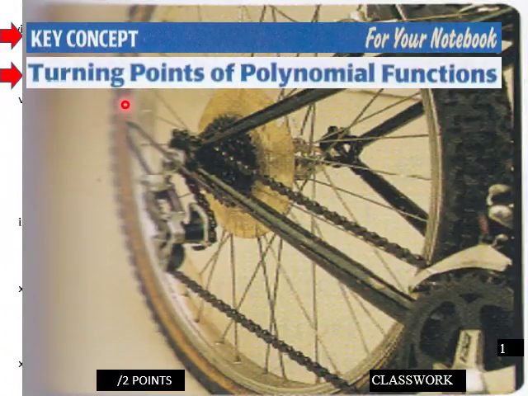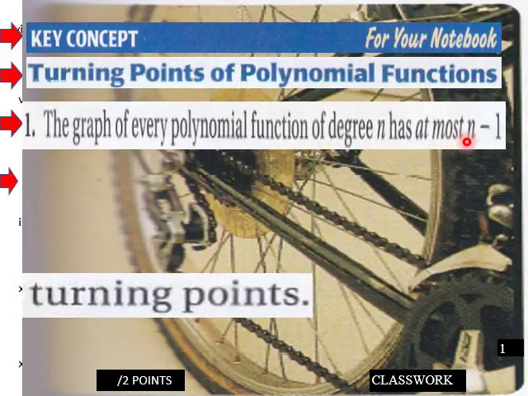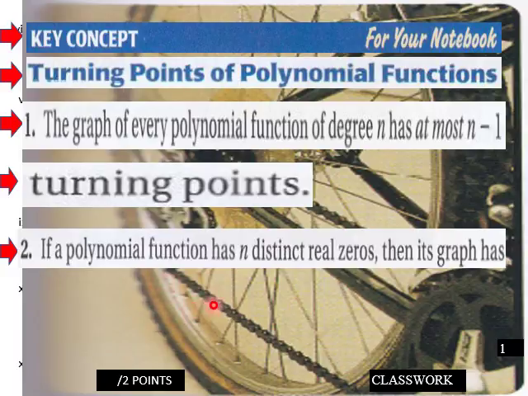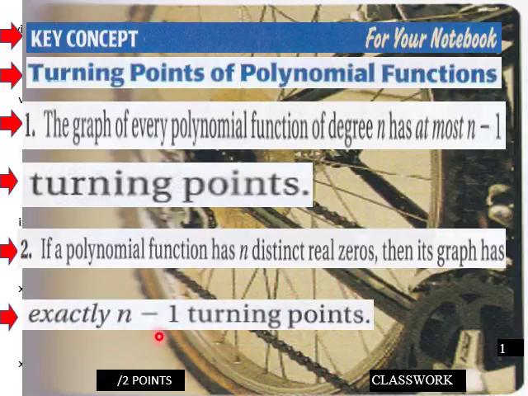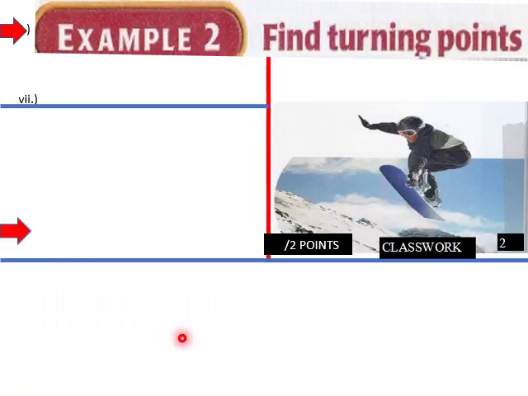Okay, a key concept here that we're going to be dealing with, turning points of polynomial functions. The graph of every polynomial function of degree n has at most n minus 1 turning points. If a polynomial function has n distinct real zeros, then its graph has exactly n minus 1 turning points. So we're dealing with zeros here and turning points in the curve of a degree polynomial function.